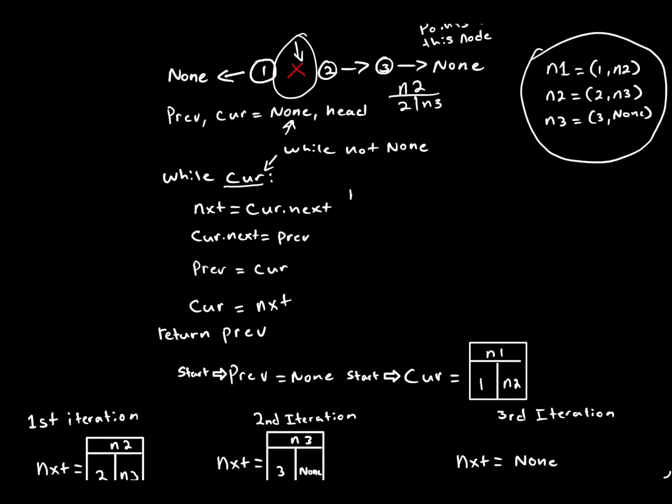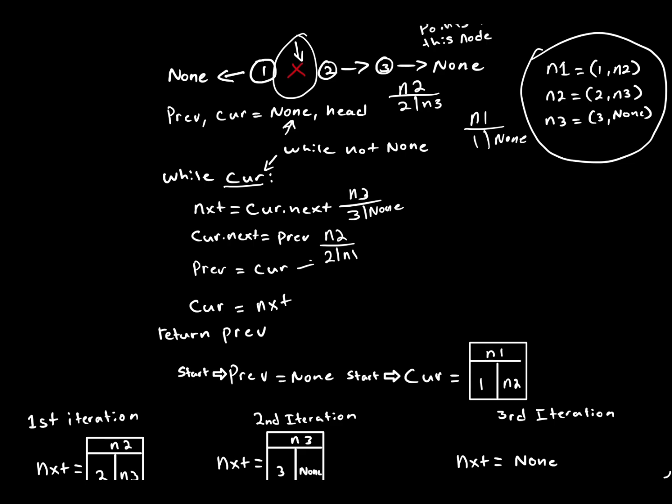So now we're saying next is going to be node 3, which is a value of 3 and a pointer to none. All right, cur.next equals prev. So remember, cur still is node 2. Right now, node 2 has a value of 2 and a pointer to node 3, and we want it to point to whatever prev is. And right now, prev is node 1, which holds a value of 1 and a pointer to none. So all we're saying is node 2 is now going to be 2 and a pointer to node 1.